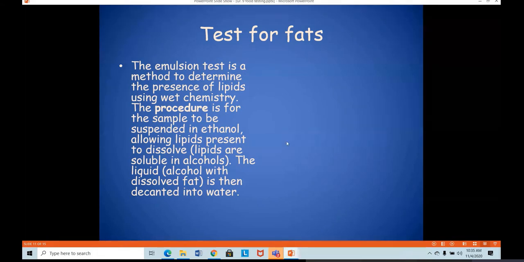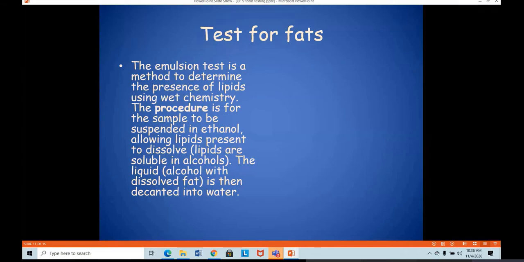So what is the test known as? It is the emulsion test. It is a method to determine the presence of lipids. The procedure is for the sample to be suspended in ethanol, allowing lipids present to dissolve. The lipids are soluble in alcohols, and the liquid alcohol with dissolved fat is then decanted into water.